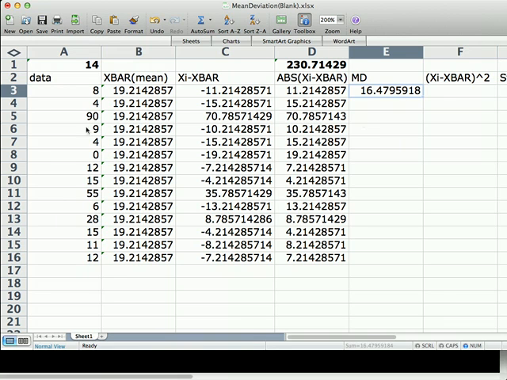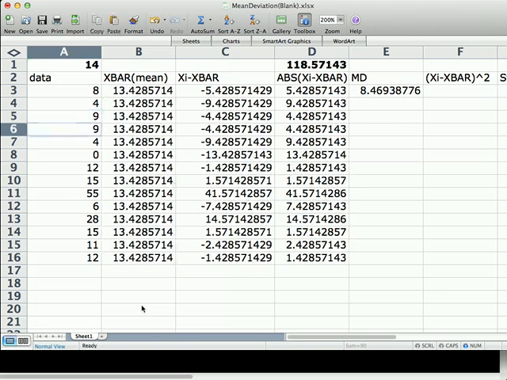Okay? And watch what happens if I get rid of this 90. It's going to go down. Let's say I change this 90 to a 9. Not only is my average going to lower, but the dispersity of my data is also going to lower, because I don't have that crazy value making my data so dispersed. And so now my mean deviation is much smaller.